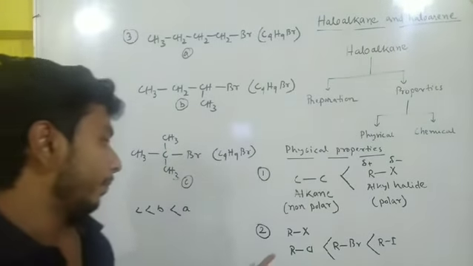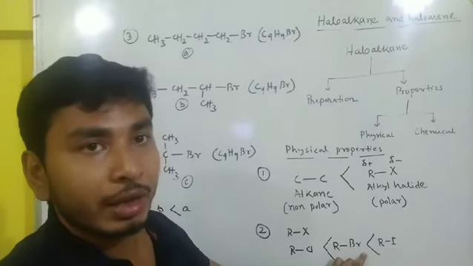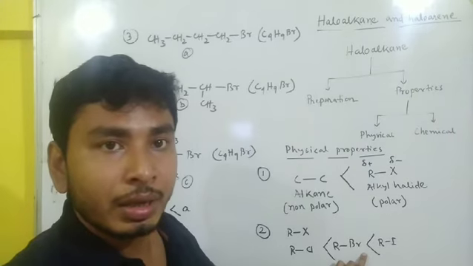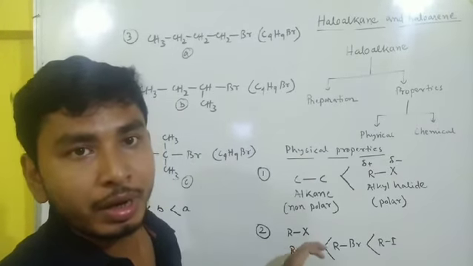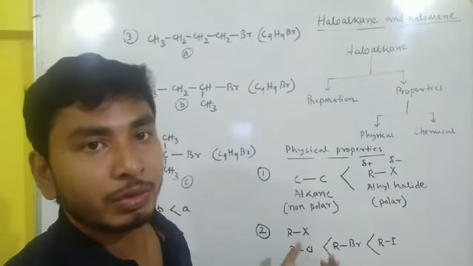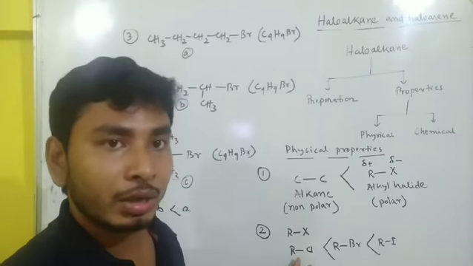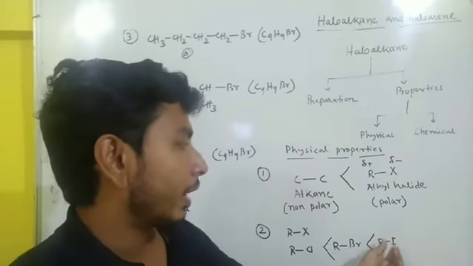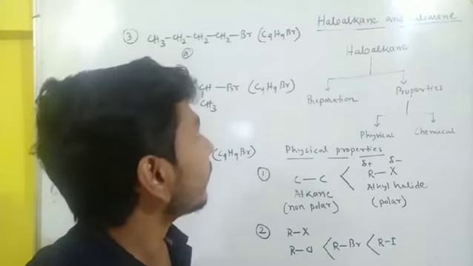Number 2, the alkyl group is the same, the difference is in the halogen part. So for the same alkyl group, the boiling point increases with increase in the molecular mass. That is, alkyl chloride will have the lowest boiling point, and alkyl iodide will have the highest boiling point.